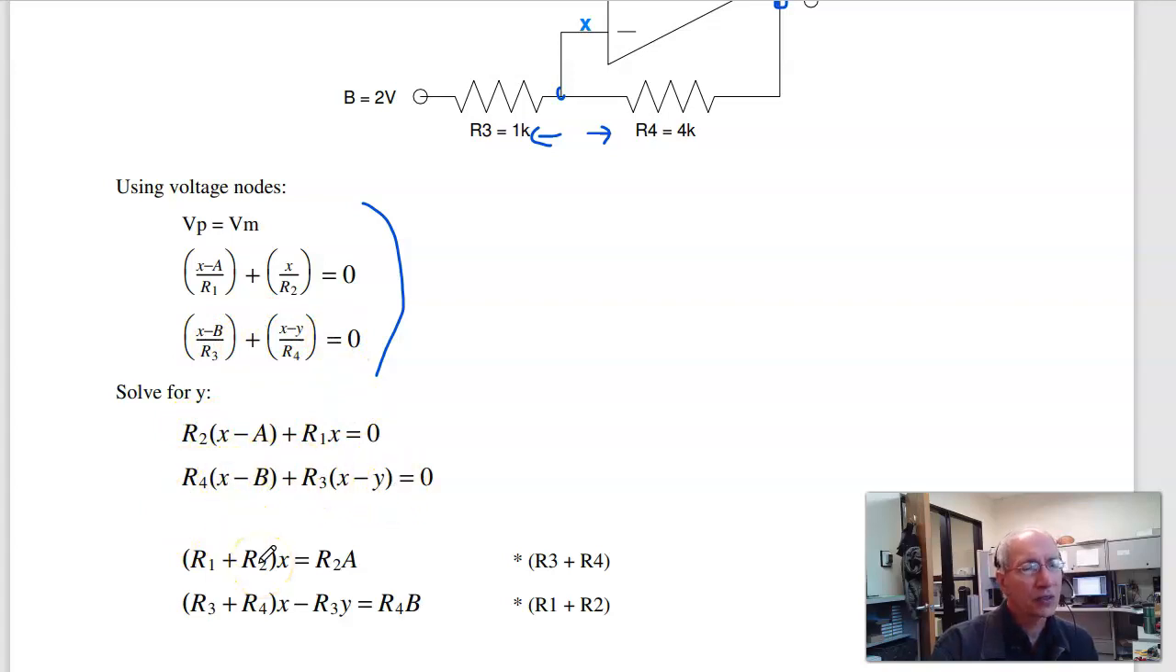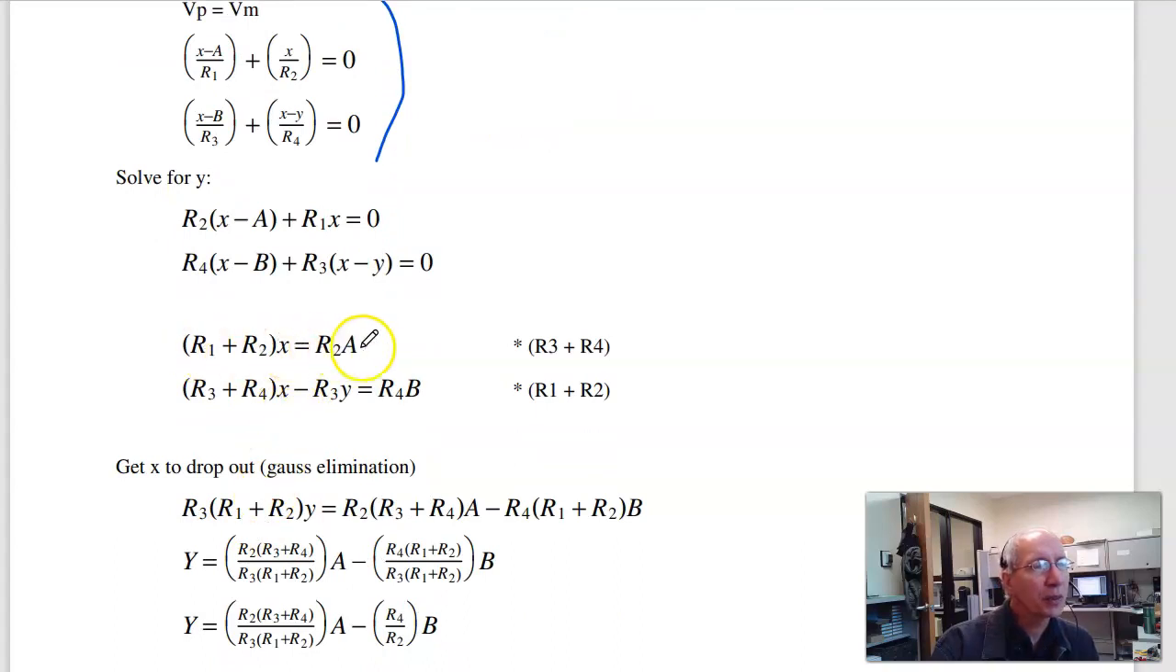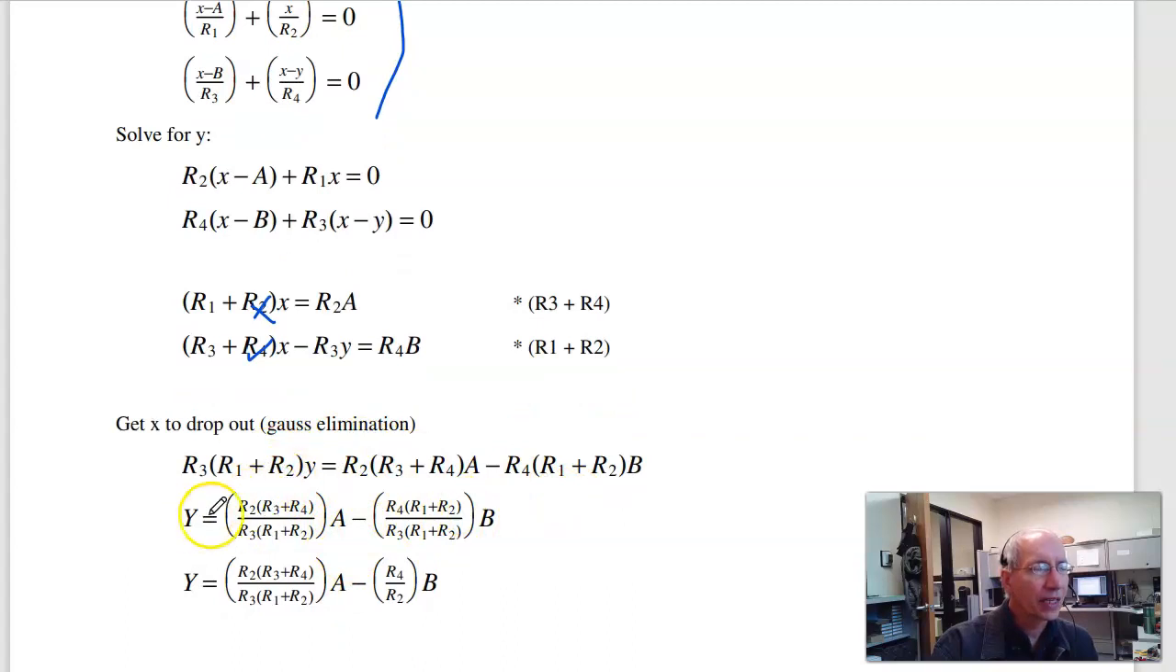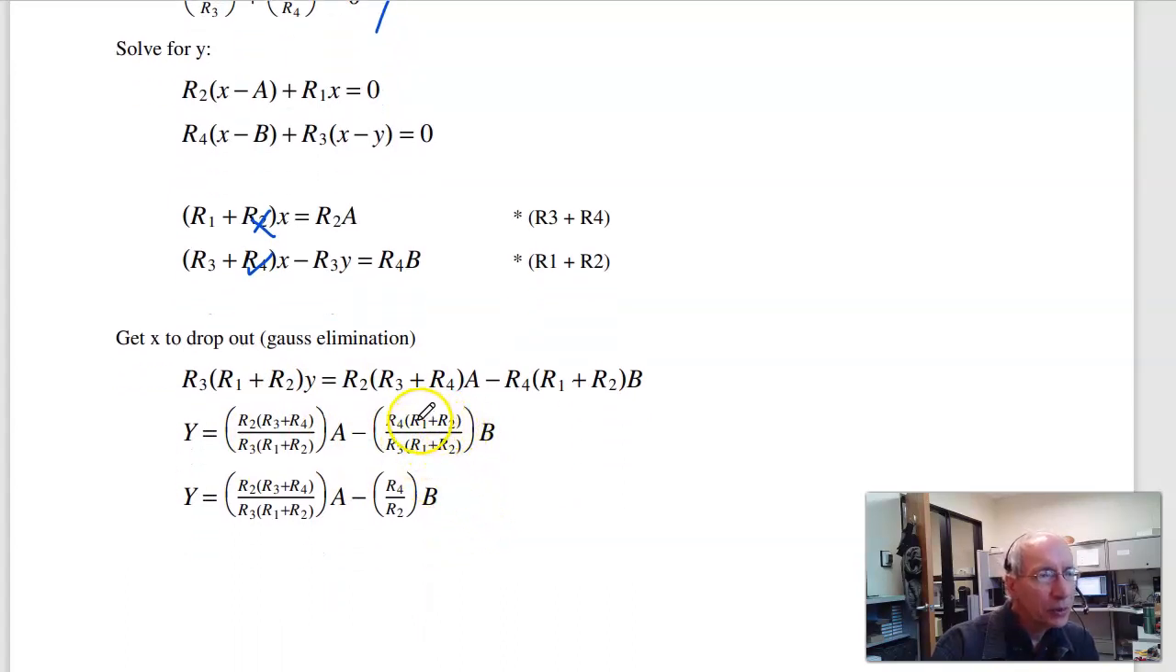Pull out the x's, now solve using Gauss elimination. I'm going to multiply the first equation times R3 plus R4, second equation by R1 plus R2, subtract, and the x's cancel. I get what's left over is minus R3, I subtracted, so plus R3 times R1 plus R2 times Y is equal to R2 times R3 plus R4 times A plus R4 times R1 plus R2 times B. Dividing, I get Y in terms of A and B, and some of these terms cancel. Like this actually cancels right here. So here's the equation for Y in terms of the resistors.